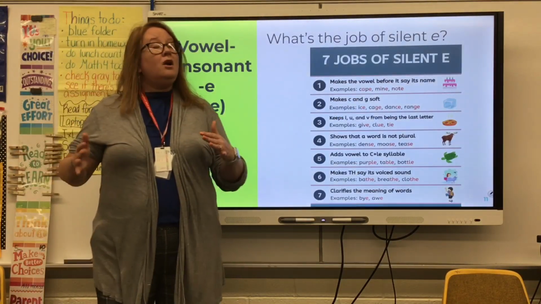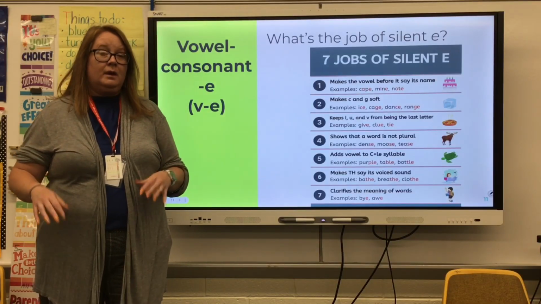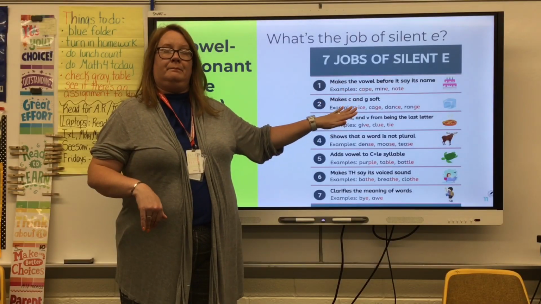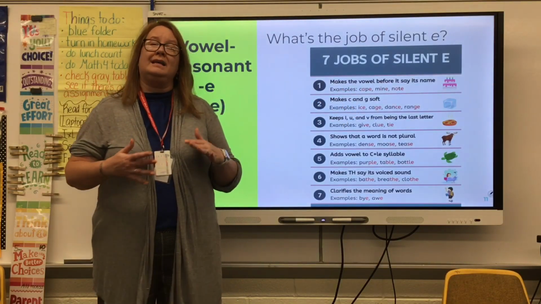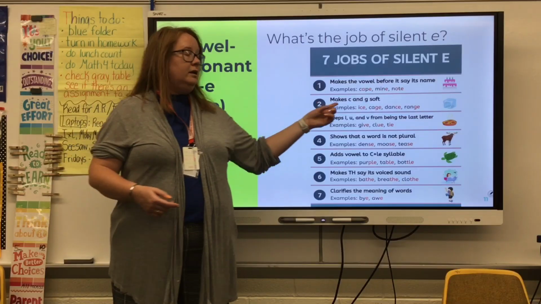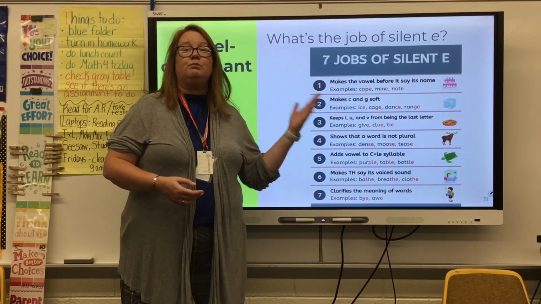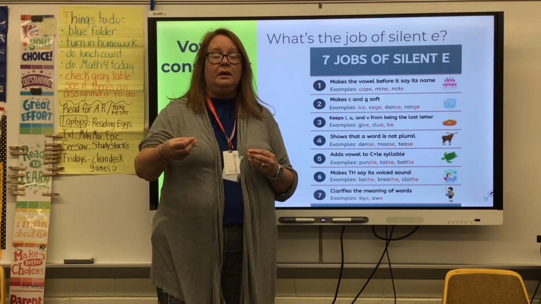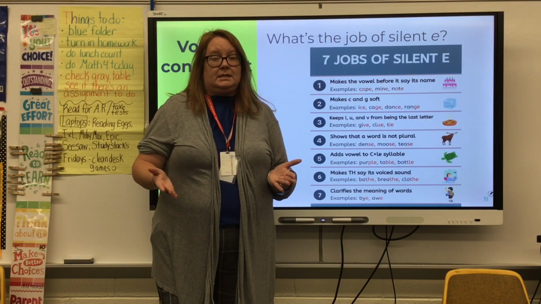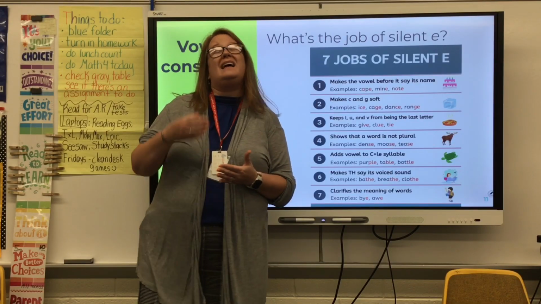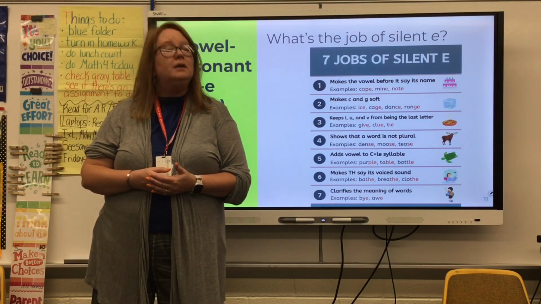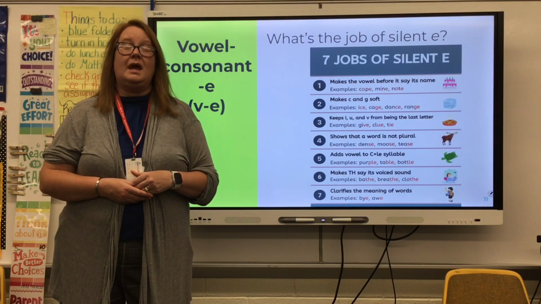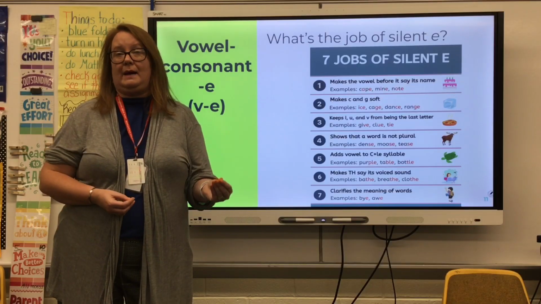So, there are lots of jobs out there for silent E. The number one job that a silent E does is to make the vowel say its name. But there are other times that silent E has other jobs. It could make C and G soft, like in price. It could make TH say the voiced sound. There are lots of reasons, but I want to make sure you know that the number one job of a silent E is to make the vowel say its name and to make a long vowel sound. I hope this helps you with your reading and your spelling.